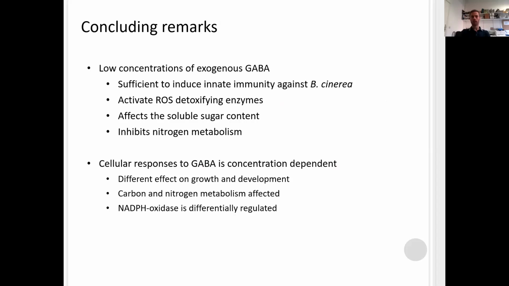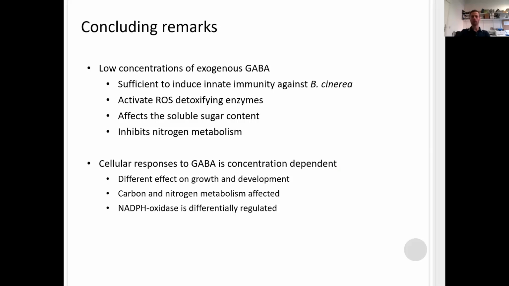It was also able to still activate ROS detoxifying enzymes and also to inhibit the accumulation of hydrogen peroxide. It was also able to affect soluble sugar content, specifically after infection. It increased the total soluble sugar content, but it inhibited nitrogen metabolism at low concentrations and promoted nitrogen metabolism at higher concentrations. So when we look at the cellular responses, it also seems to be concentration dependent. It has been shown in the past that different concentrations can affect growth and development differently depending on the concentration used, and it's not always a positive correlation. It depends on the tissue type, it depends on the stress condition, and also on the stage of development.